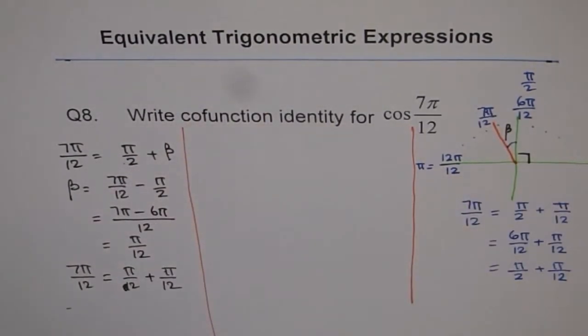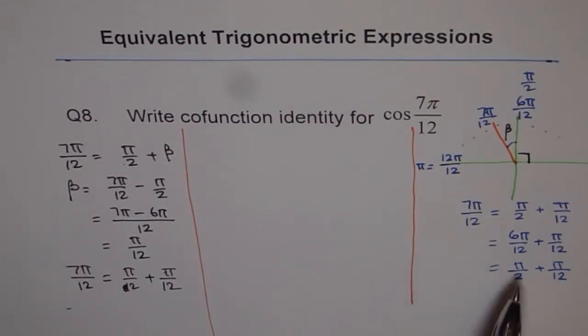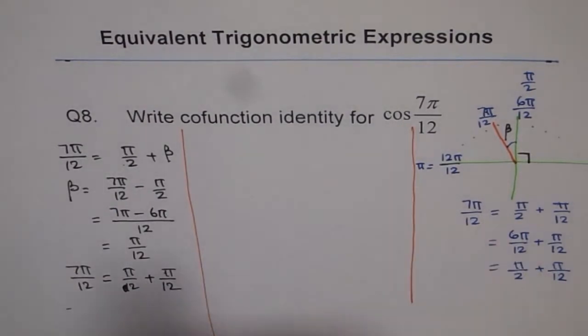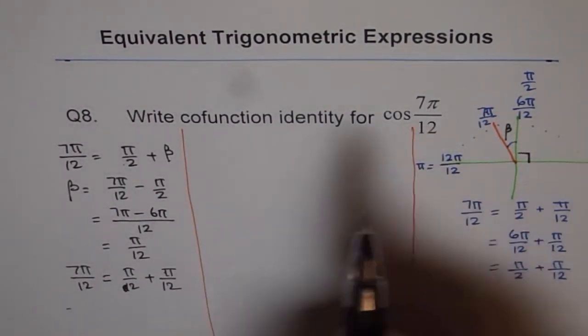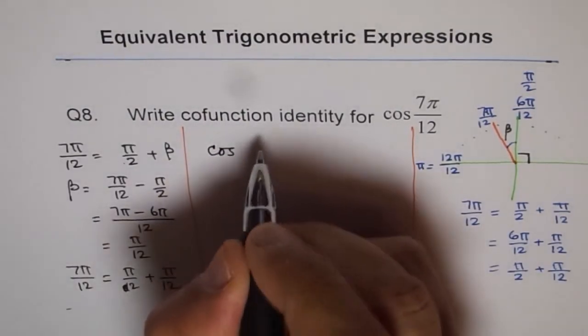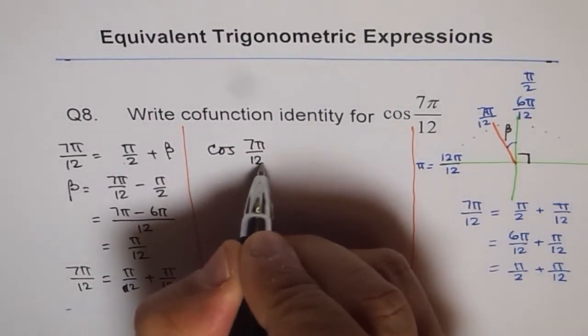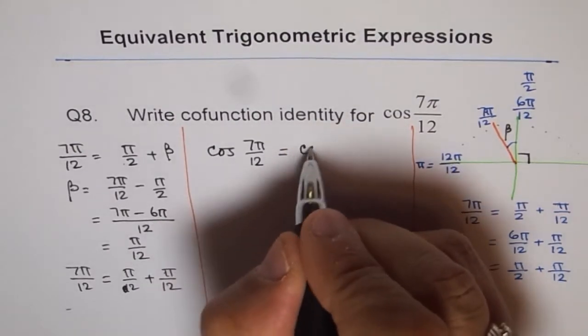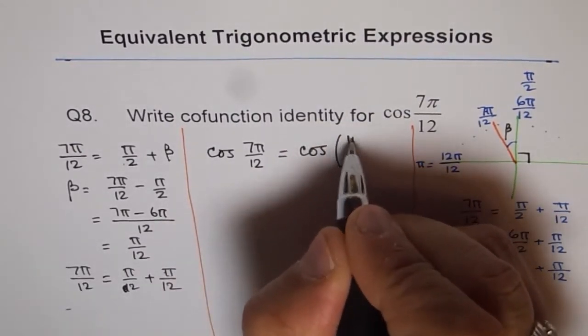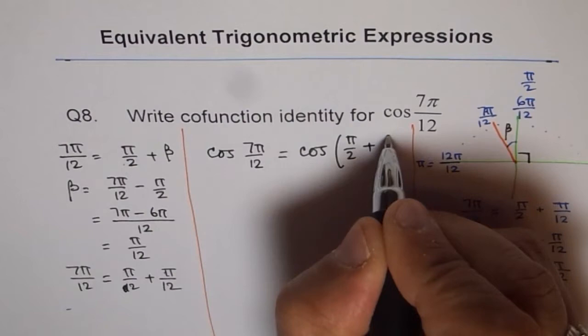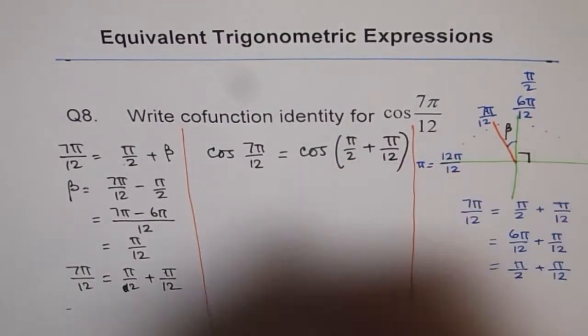So now let's start our question. Both give us the same answer: 7 pi by 12 is pi by 2 plus pi by 12. Now let's start doing the function. This is the first part, where we're trying to relate this with angles. Now we can say cos of 7 pi by 12 is equal to cos of pi by 2 plus pi by 12.